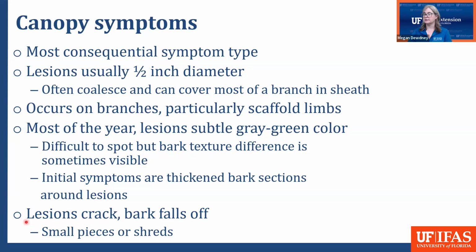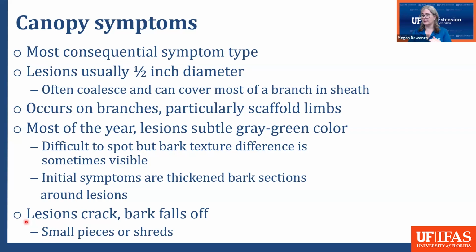Most of the year, as I said before, they are this subtle gray-green color, a lot like every other lichen we have out there, and it is difficult to see, but the bark texture sometimes is different. You'll see just a little ripple in the bark that you don't see with a regular lichen. But that's very, very subtle, especially if you're trying to scout a lot of trees.